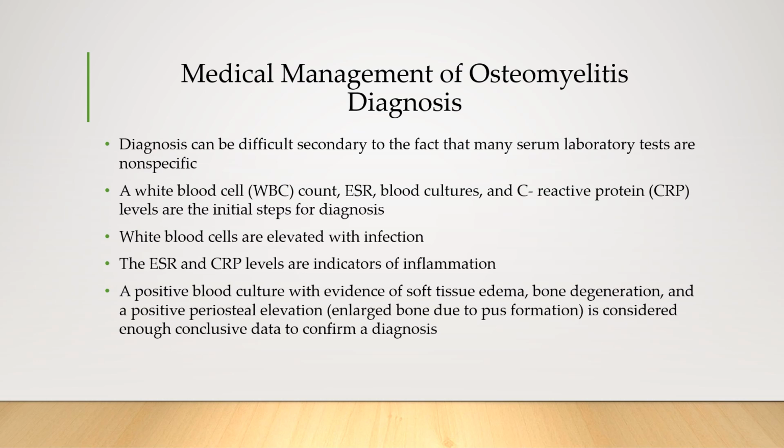A positive blood culture with evidence of soft tissue edema, bone degeneration, and a positive periosteal elevation. A periosteal elevation is when the bone is enlarged due to pus formation. So a positive periosteal elevation is considered enough conclusive data to confirm a diagnosis of osteomyelitis.